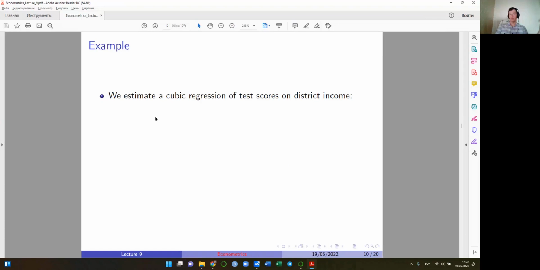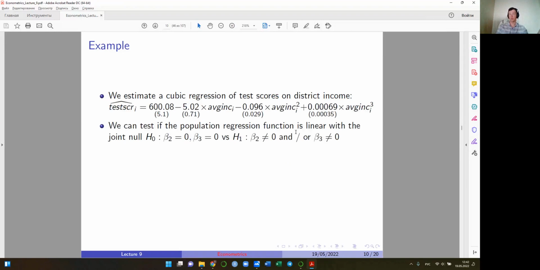In our example, if we estimate, for example, a cubic regression of test scores on district income, we will get the following result. And all the coefficients individually are significant, even this one. So there is almost 2. And at the 5% level of significance, this coefficient is statistically significant. And we can test the joint null hypothesis that beta 2 and beta 3 are both 0 versus the alternative that one of them is not 0.